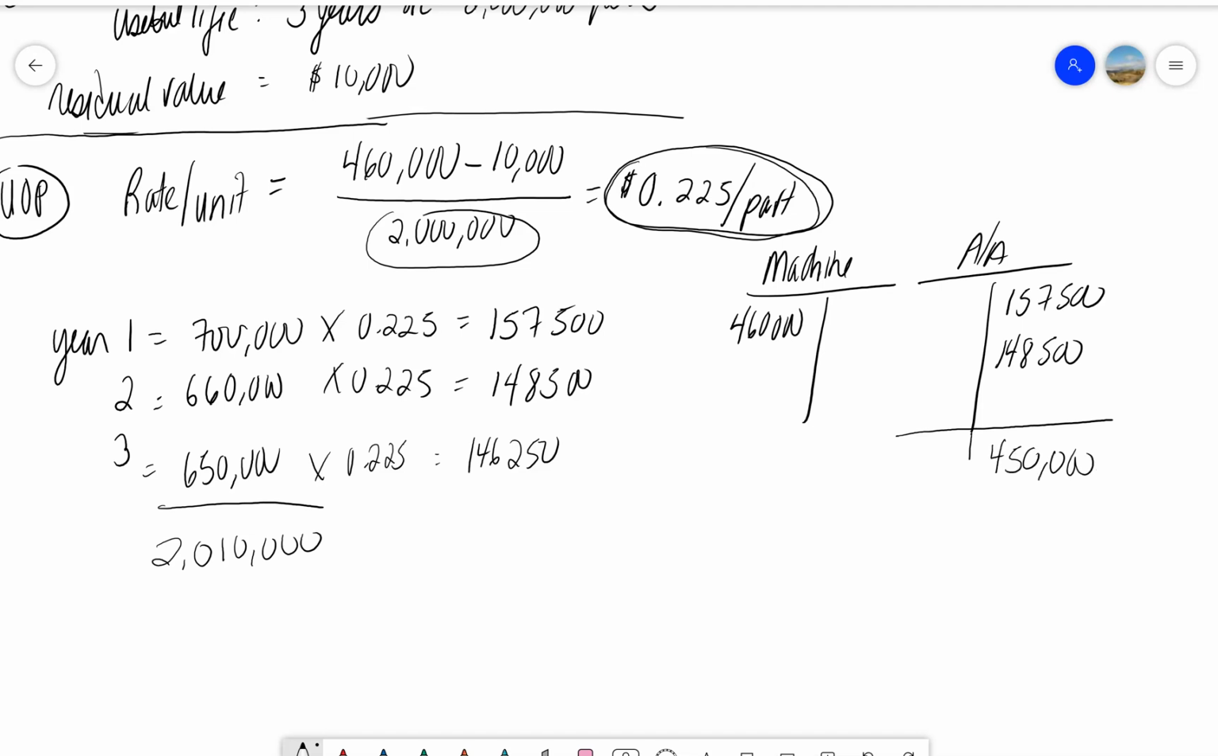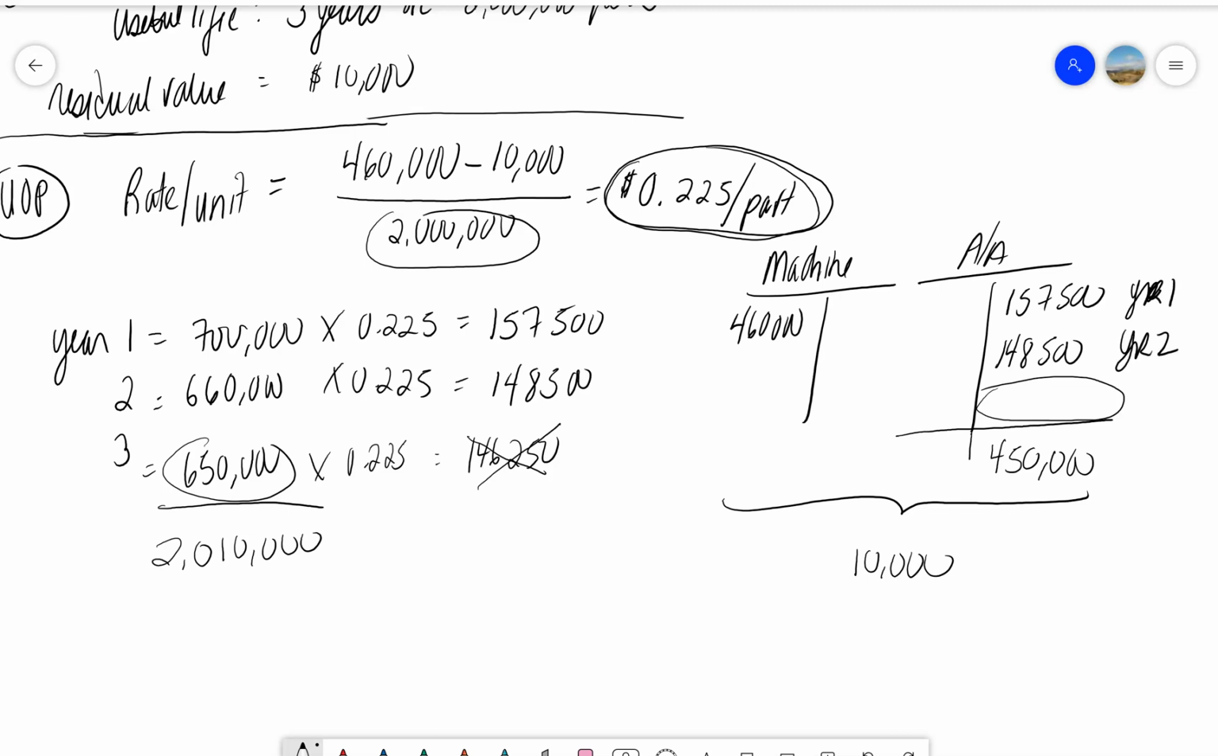450,000 because remember, we want the book value at the end of 3 years to equal 10,000, which is the residual value. So if we actually produce more than we actually estimated, then this number for year three is just going to be a plug. We have to figure out, well, how much do we need to get to 450,000? So year one was an actual calculation. Year two, we actually calculated that as well.